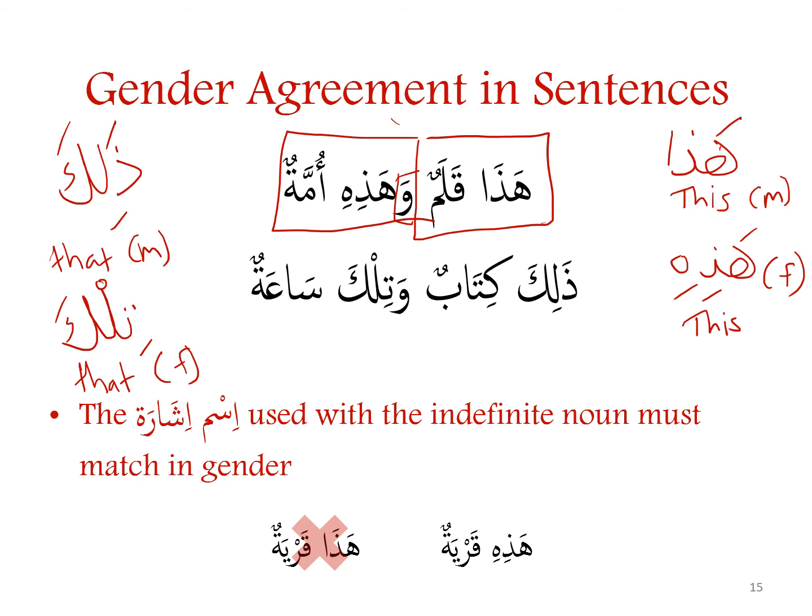And notice how the genders are matching here. So the ism ishara used with the indefinite noun must match in gender. I could also use adjectives here. So I could have said ذلك. And let's say I want to say that is generous. Someone's done something and I say that's generous. That's a generous act. ذلك كريم.